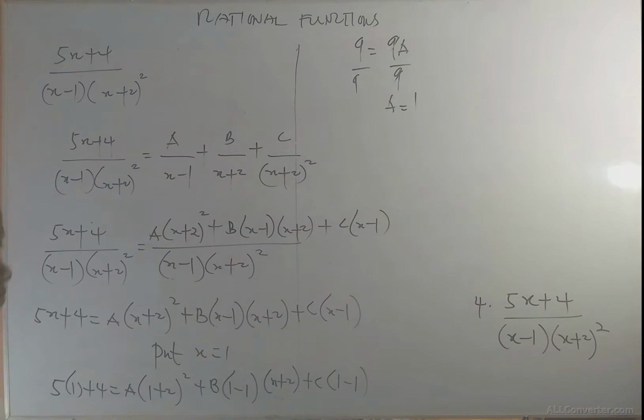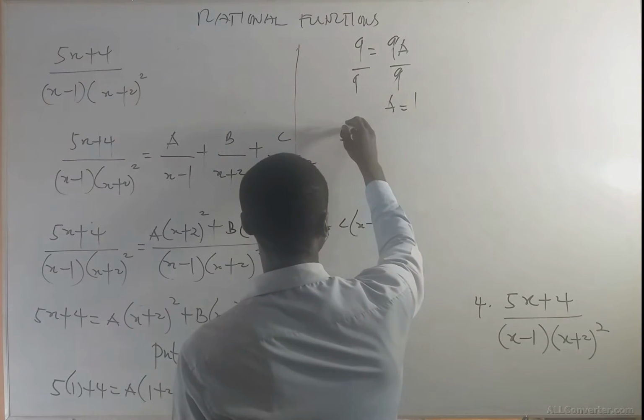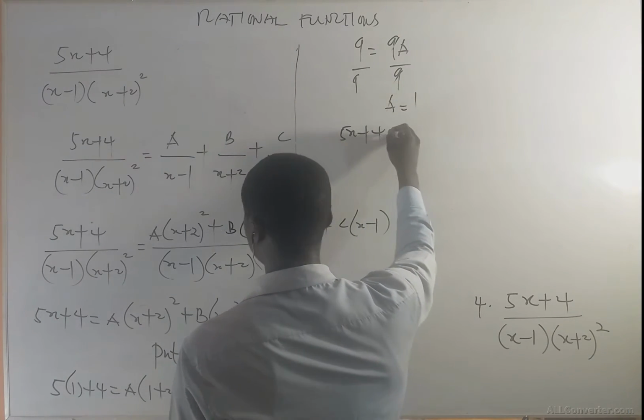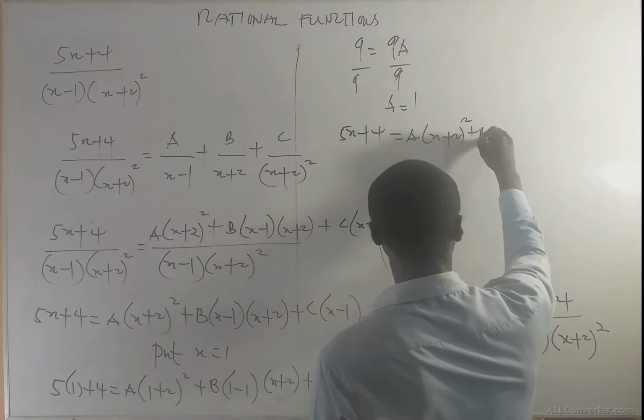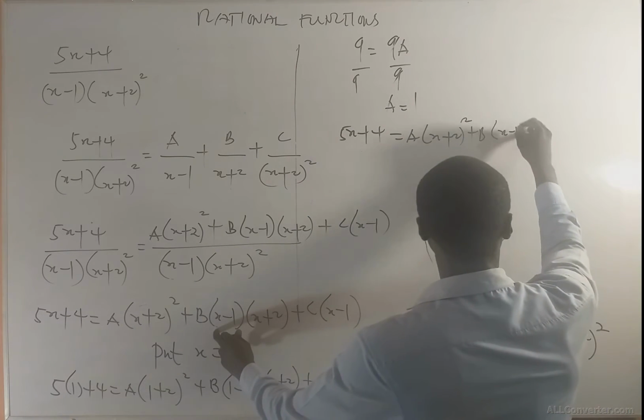Now, we take the identity again, and the identity is 5x plus 4 is equal to A. We have x plus 2 all squared plus B. We have x minus 1.